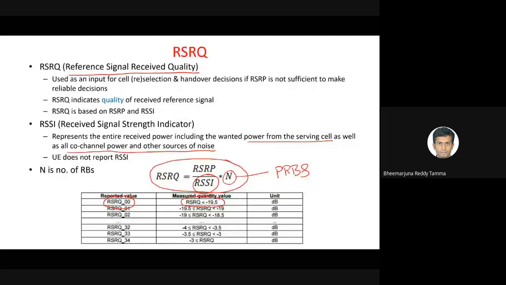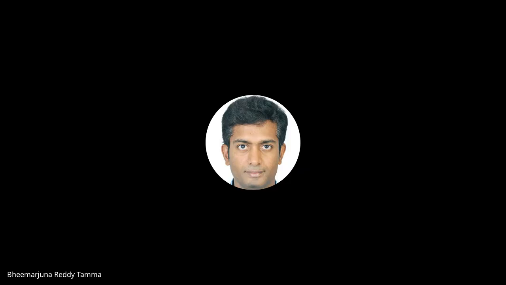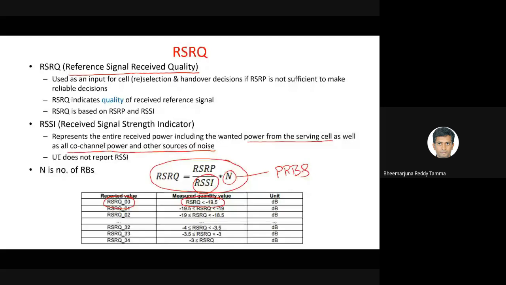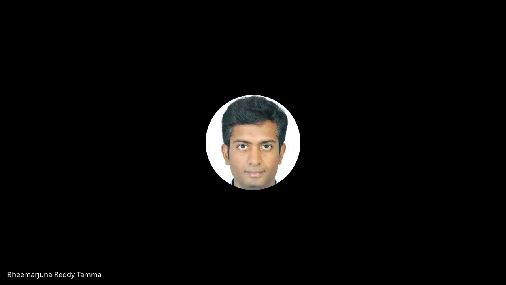RSRQ of 0. So what I'm trying to say is both the base stations and user equipment have these tables hard-coded in them. So whenever they observe these kinds of values, rather than transmitting the fine granular information, they give the coarse level information. In this case, we have only 35 different values. Basically, it is to reduce the signaling overhead. So we also have this SNR that we have discussed earlier in the beginning of the course.